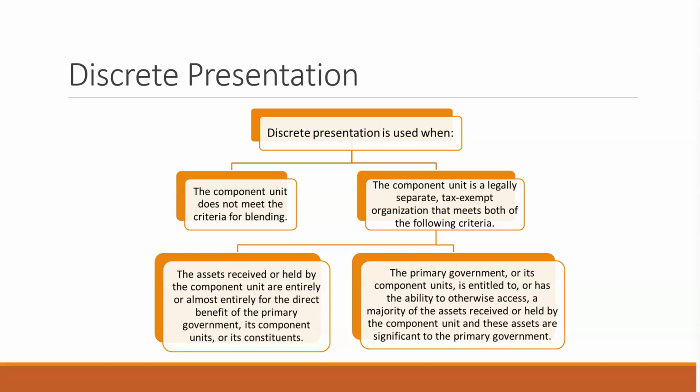So thinking about what those assets might be, as I mentioned, there is a decision chart in your textbook. It is on page 379, and it is illustration 9.1, that tells you whether you're going to get discrete presentation or blended presentation by answering some questions. Dependent on the answer that you get, you're going to do blended or discrete presentation.